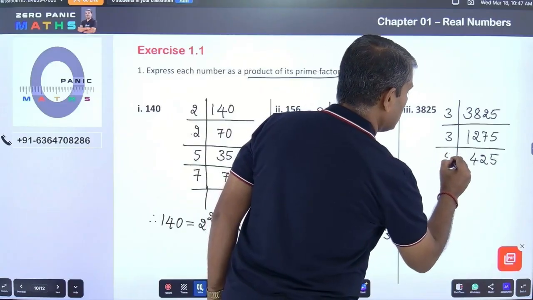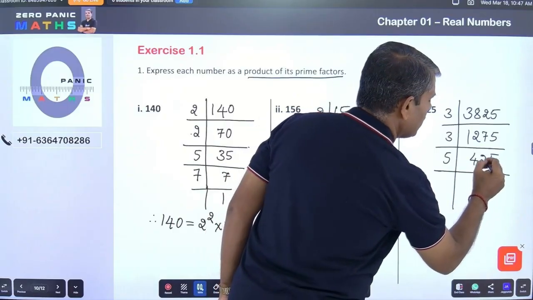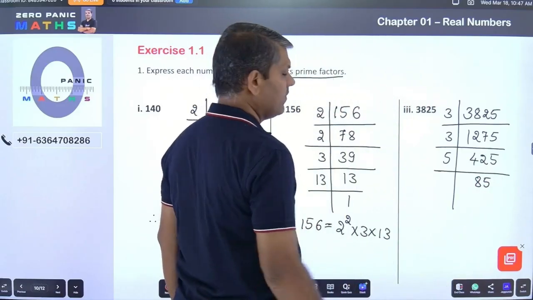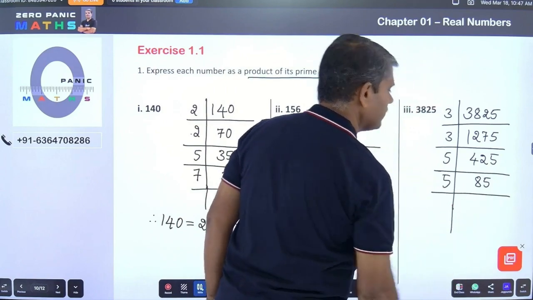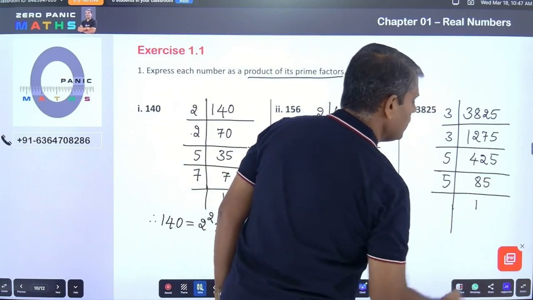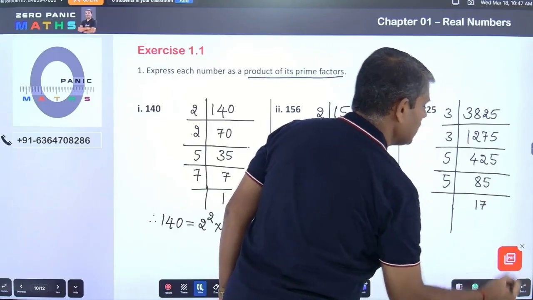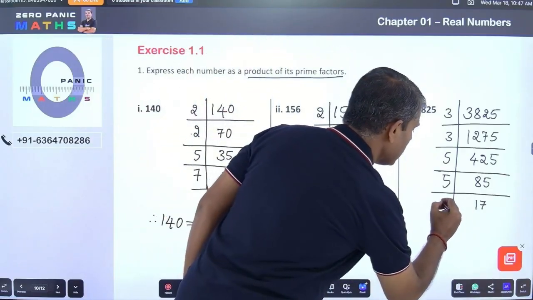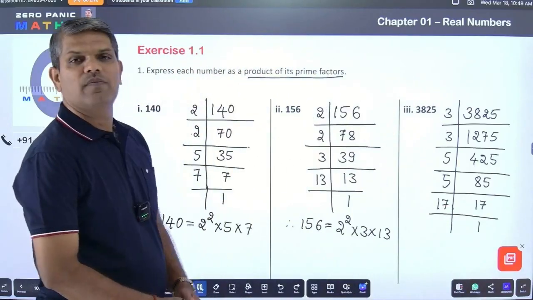Now I'll directly go with 5. 5 eights are 40 and 5 fives are 25. I'll still go with 5. 5 ones are 5 and 5 threes remain, 35. 5 sevens are 35. Okay, so 17 itself is a prime number, so 17 ones are 17.